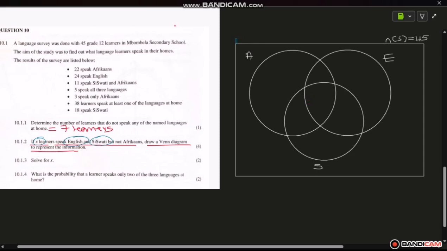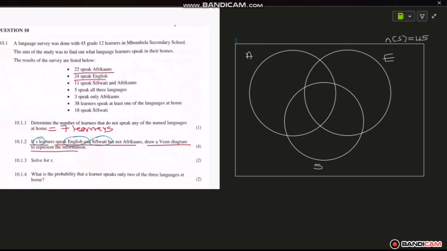So 22 speak Afrikaans, 24 speak English, 11 speak Siswati and Afrikaans. 5 speak all 3 languages. So that 5 is the intersection of the intersections. Then after that we go to the other intersections before we write everything. So let's tick. Then 11 speak Siswati and Afrikaans, so it will be 11 minus 5, we're going to have 6. We subtract the intersection, right?